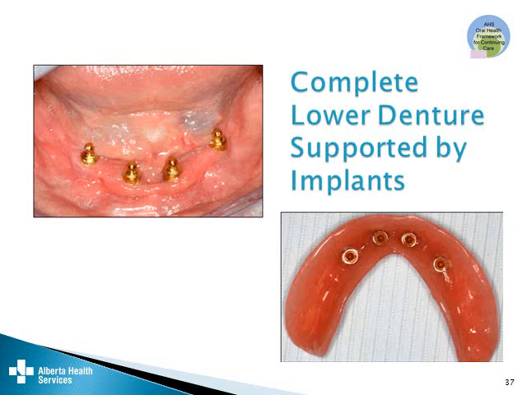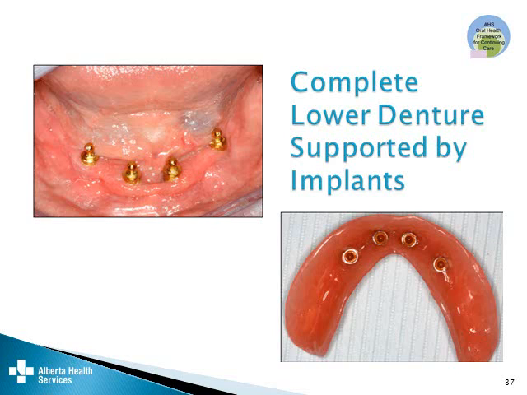Here we see a complete lower denture supported by implants. Implants are becoming a more common treatment option for individuals wearing complete upper dentures or complete lower dentures. Implants are more commonly found in the lower arch when the lower arch has shrunk away and can no longer hold the denture in place.